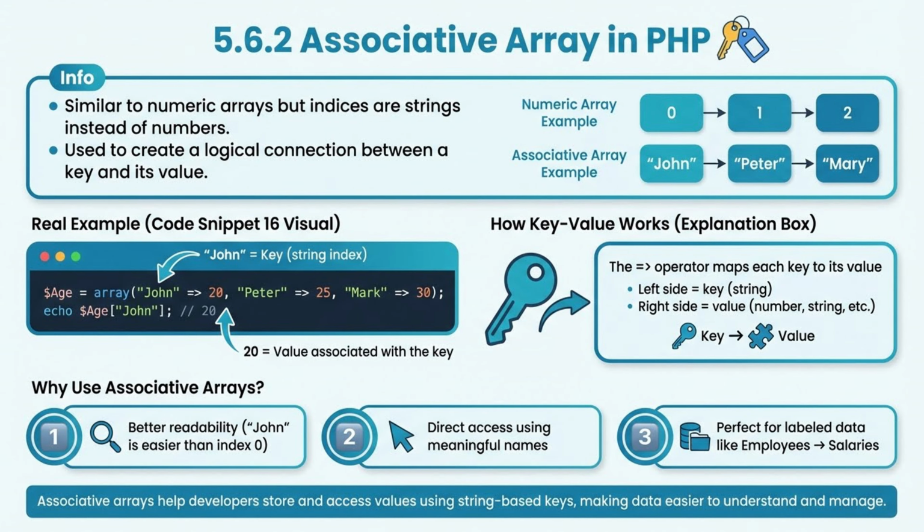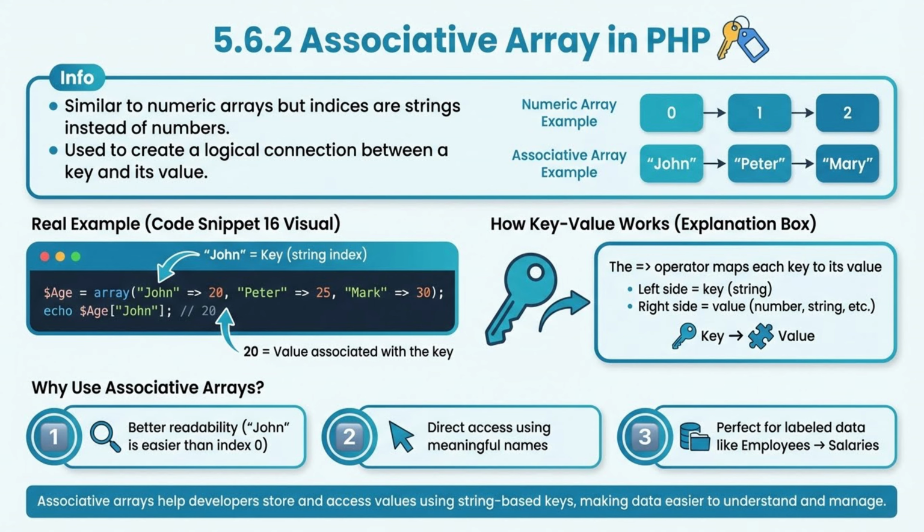Associative arrays in PHP offer a powerful way to store and access data by using string-based keys instead of numeric indexes. While numerical arrays use index numbers like 0, 1, and 2, associative arrays allow you to assign a meaningful word or label as the index, such as John, Peter, or Mark. This creates a logical and human-readable connection between the key and its value. The key acts like a descriptive label, and the value represents the data associated with that label. This structure helps you quickly understand what each value represents without having to guess based on numeric indexing.